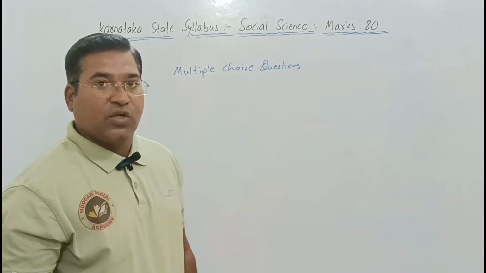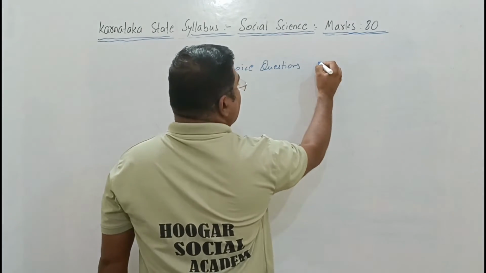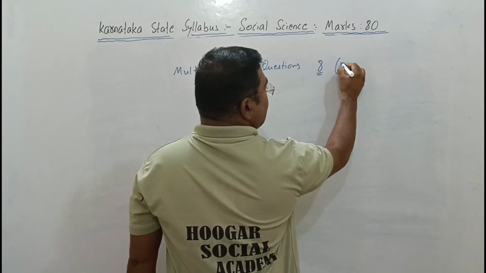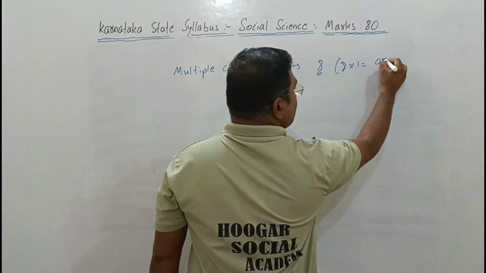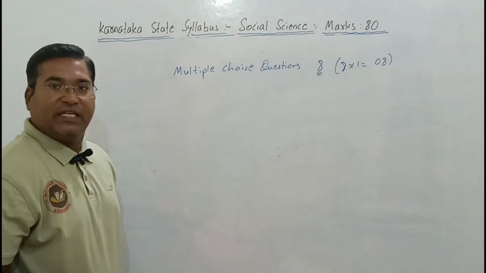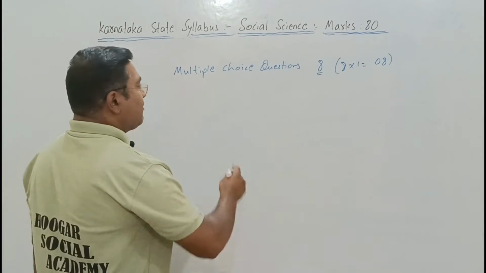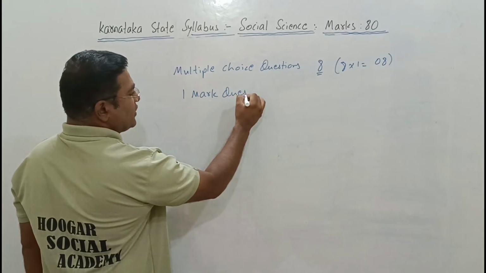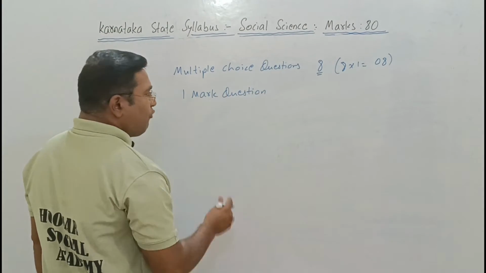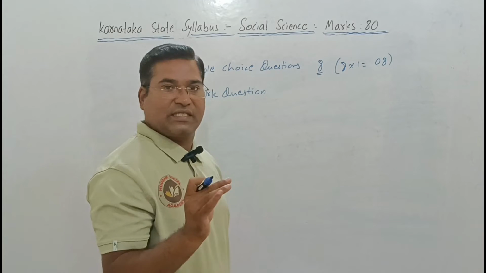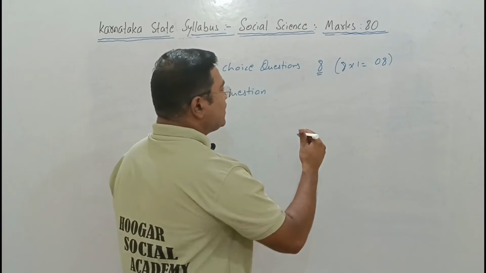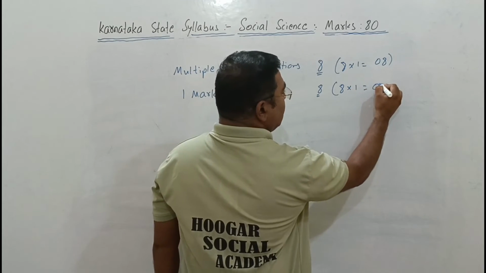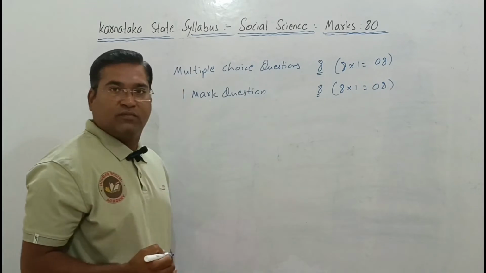Multiple choice questions, which will be of how much? 8. Okay, how many? 8. So 8 into 1 is equal to 8 marks. Then comes the 1 mark questions. Okay, 1 line sentence or 1 word sentence. In this way the question is asked. Again how many questions? 8. 8 into 1 is equal to again 8.